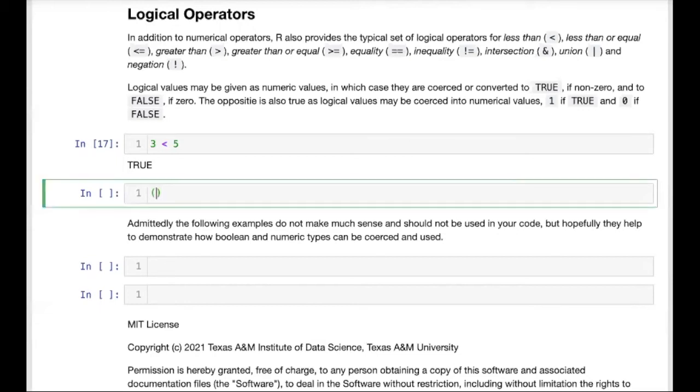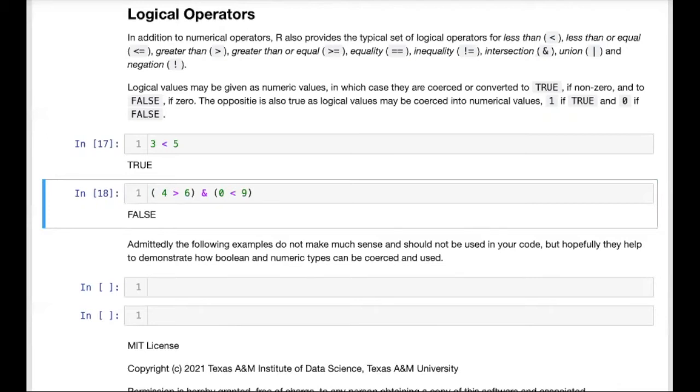We can write something more complex, like 4 greater than 6 in parentheses, and 0 less than 9 in parentheses. And so this will evaluate to FALSE because 4 is not greater than 6. And in order for this to be true, both sides of the and must be true. Now at this point, there should be nothing surprising.